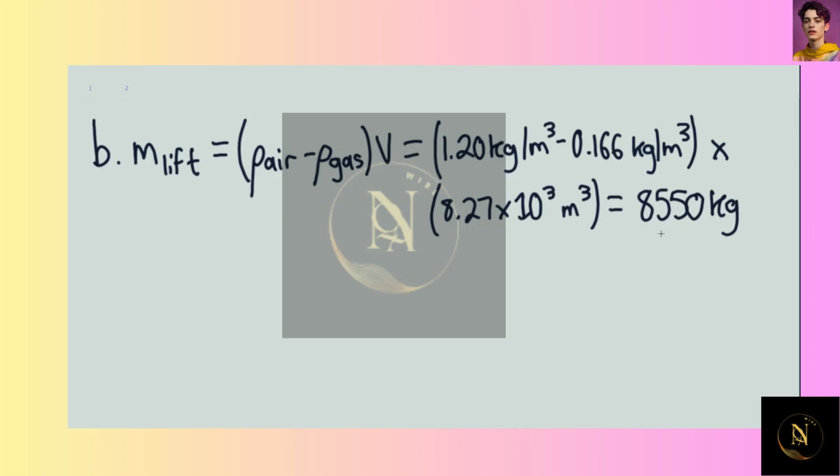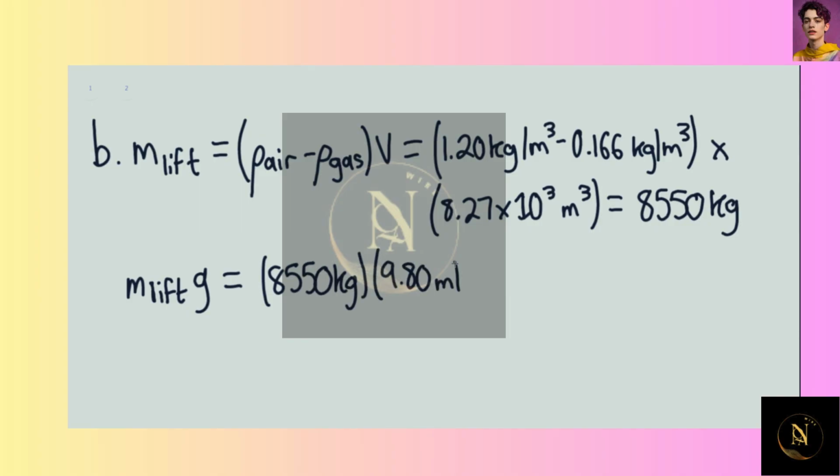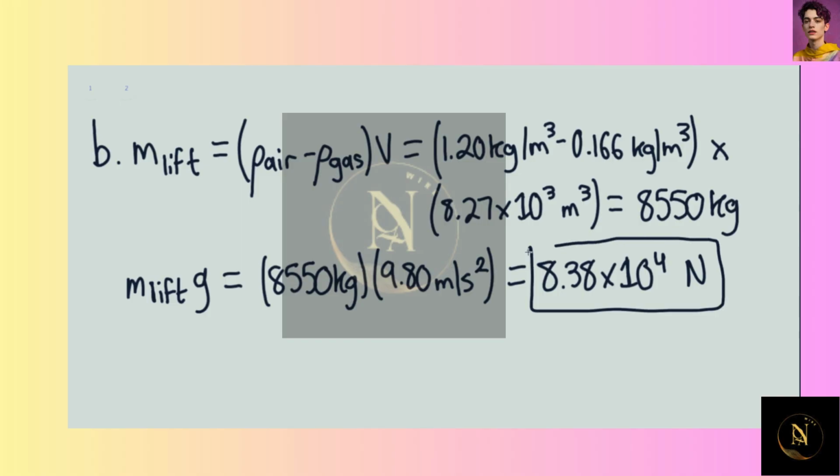And so the lift force would be the mass of the lift times G. This would be equal to 8,550 kilograms multiplied by 9.80 meters per second squared. And we find that this is equaling 8.38 times 10 to the fourth newtons. This would be our final answer for part B.